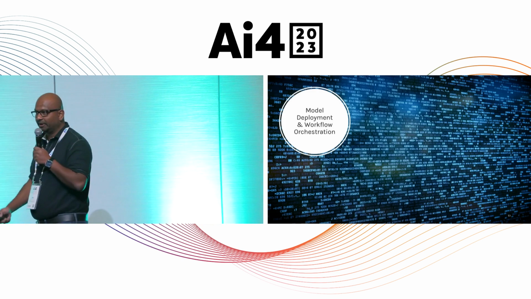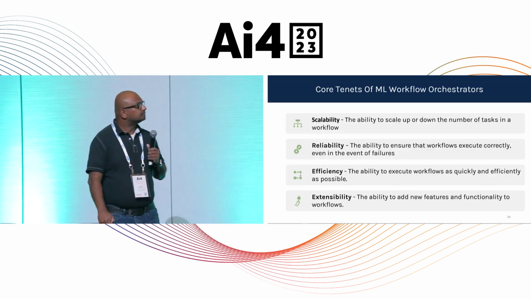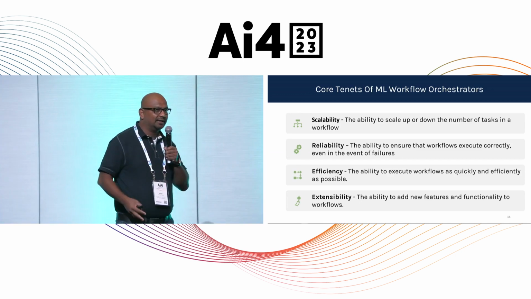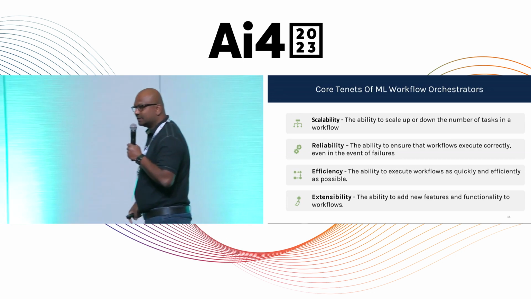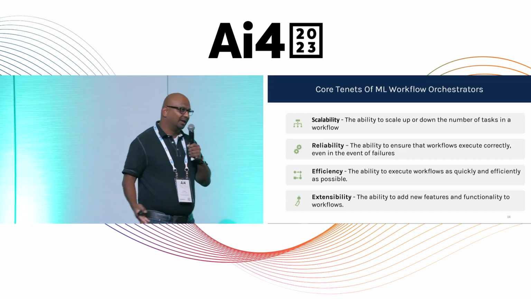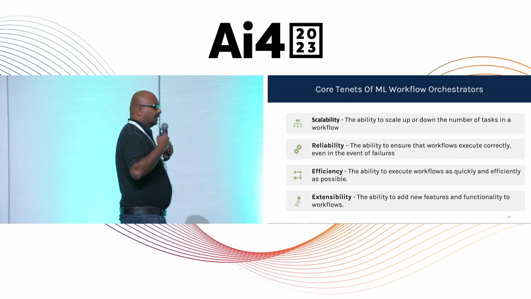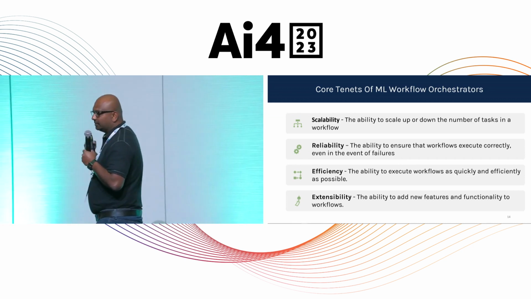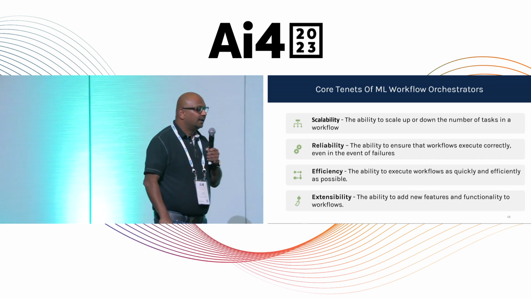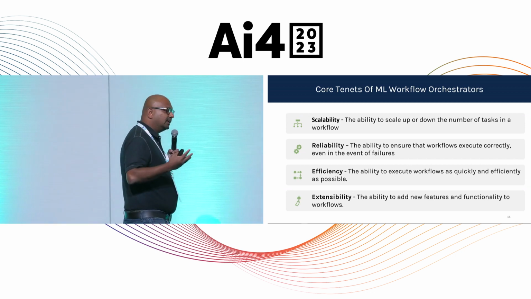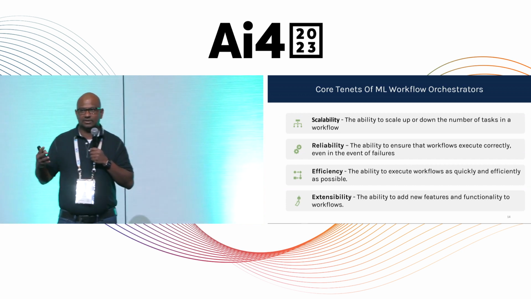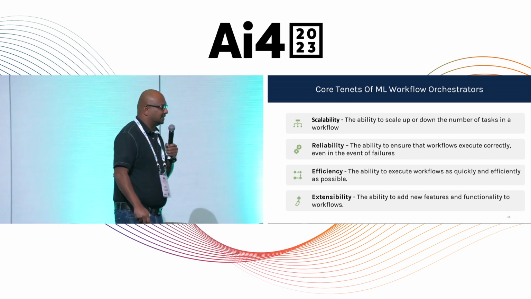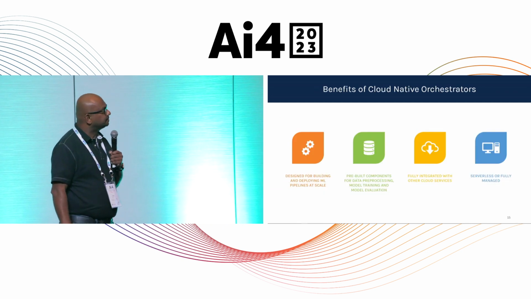Next, looking at model deployment and workflow orchestration. Some of the core tenets of workflow orchestration include scalability. They should have the ability to scale up or scale down based on the number of tasks that you're running as part of the workflow. It should be reliable. What it means is even in the event of a failure of your workflow, it should still be able to complete your task successfully. It needs to have the efficiency to run with the least amount of resources and in a cost-optimal way. And last but not the least is the extensibility part. It should be easily extensible to add new features or functionality.